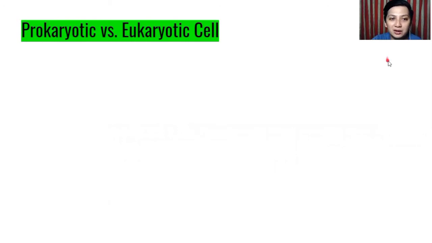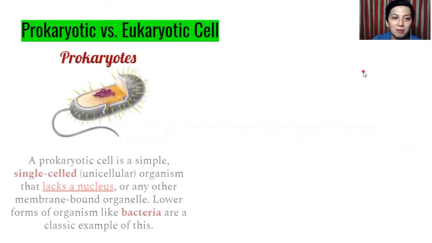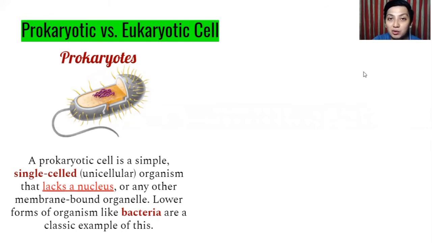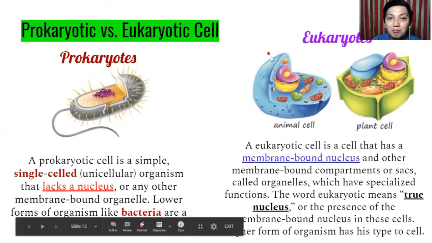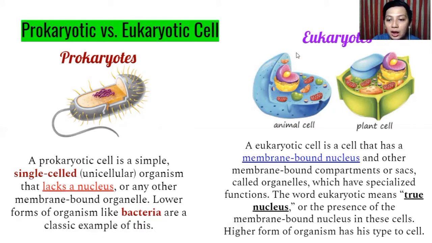So between prokaryotic cell and eukaryotic cell. So prokaryotes ang tawag sa mga prokaryotic cells. A prokaryotic cell is a simple single-celled or unicellular organism that lacks a nucleus or any other membrane-bound organelle. Lower forms of organism like bacteria are a classic example of these. Okay? While on the other hand, eukaryotes or eukaryotic cells are the cells that have a membrane-bound nucleus and other membrane-bound compartments or sacs called organelles, which have specialized functions. The word eukaryotic means true nucleus, or the presence of a membrane-bound nucleus in these cells.